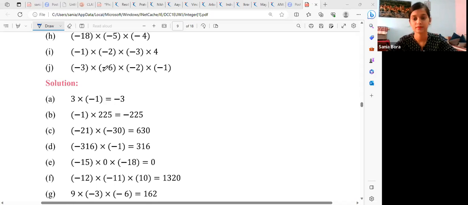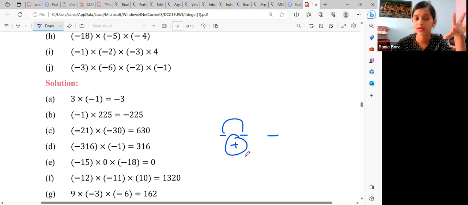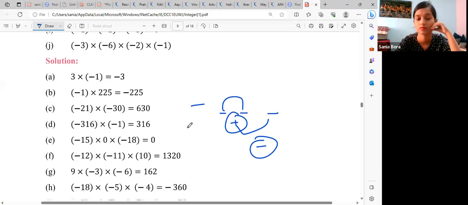There is minus, all three of them are minus, adds up to positive. What happened? Minus adds up to positive. So see, minus, minus, minus. We have three minus. So minus, minus will be plus, and plus, minus will be minus. So it will be minus 360. Okay.